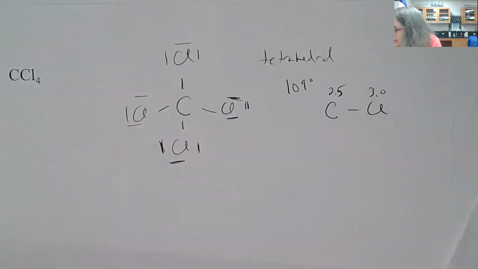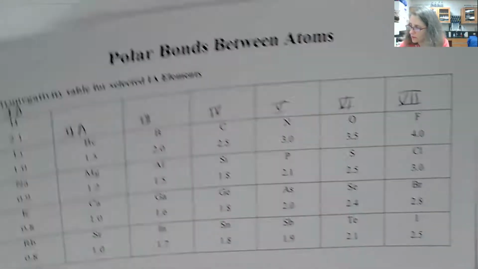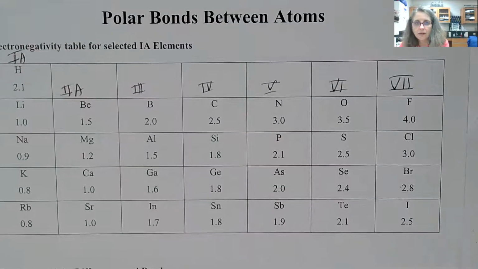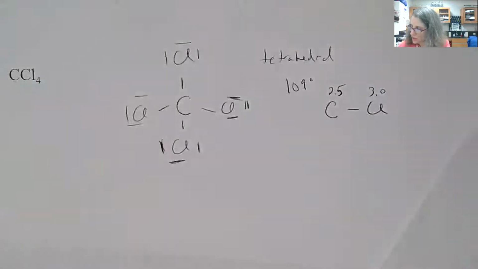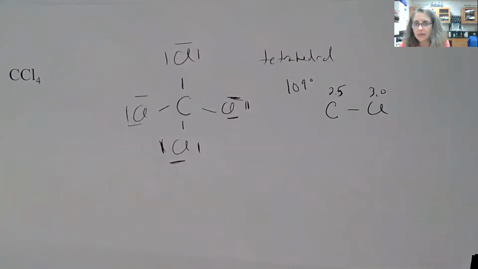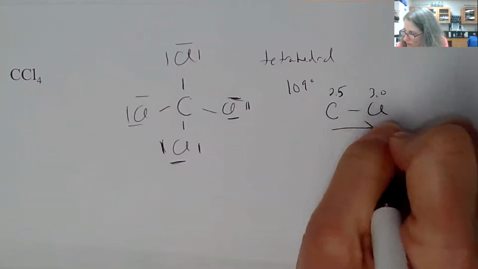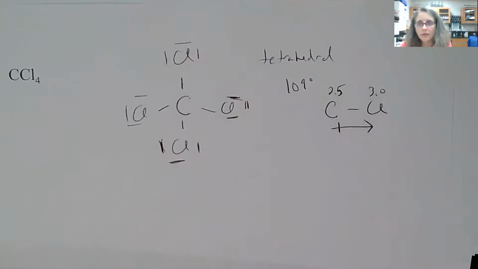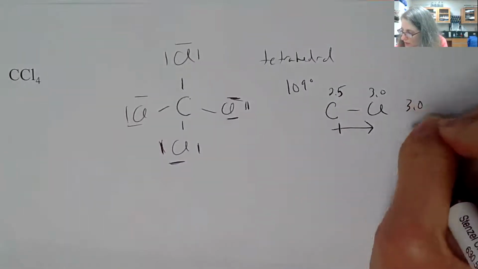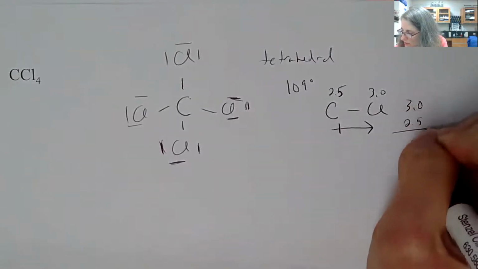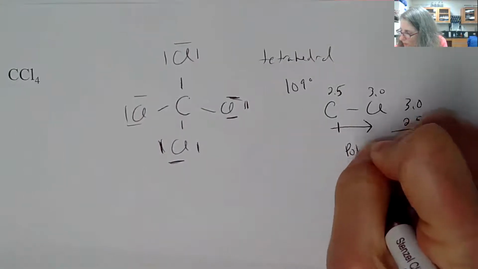When I look up carbon on my table, carbon has an electronegativity value of 2.5 and chlorine is 3. Chlorine has the bigger number, so the electrons are being pulled in that direction. So draw yourself a dipole arrow. The dipole arrow is always going to point towards the one that is more electronegative. Then I subtract the two numbers and see that my difference is 0.5, so I have a polar bond.